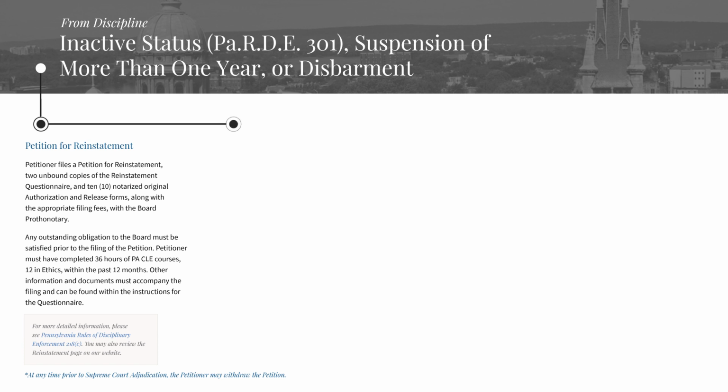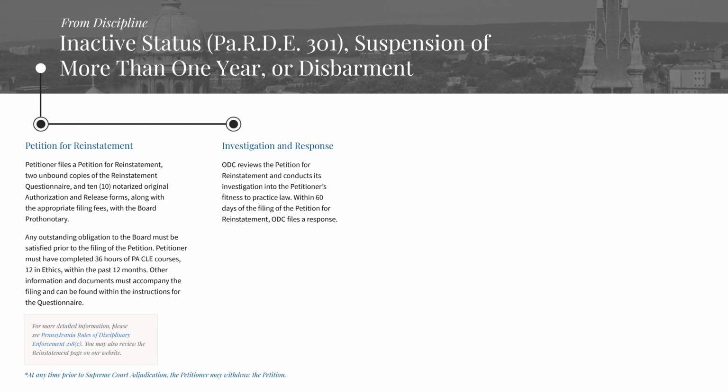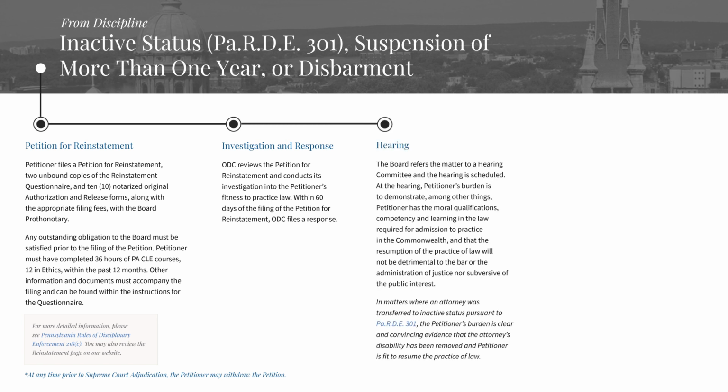The Office of Disciplinary Counsel will review your petition and conduct its investigation into your fitness to practice law and file a response. The matter is then scheduled for hearing before a hearing committee, where you must demonstrate that you have the moral qualifications, competency, and learning in the law, and that the resumption of practice will not be detrimental to the integrity of the bar nor subversive of the public interest.